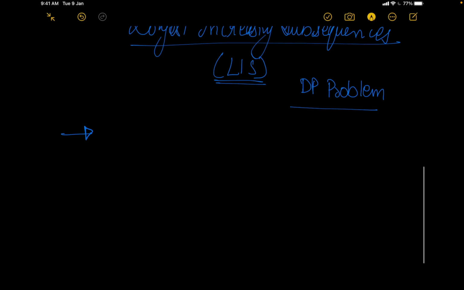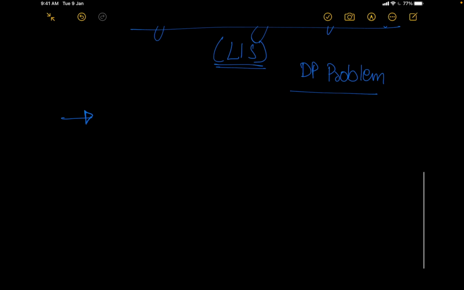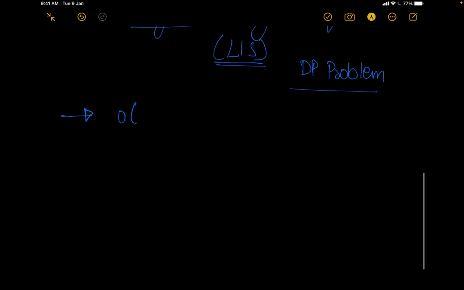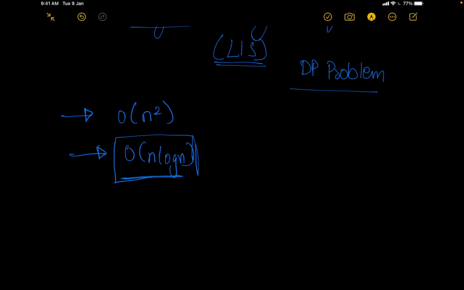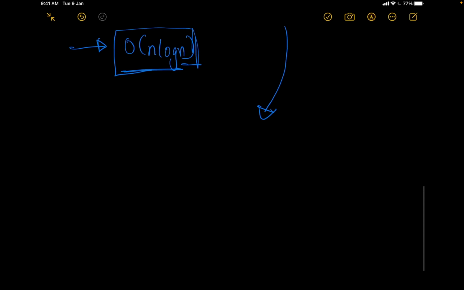So let's see what the solution for this is. Interestingly enough, this DP problem also has two solutions. One can be done in time complexity of order of n square. The other can be done in time complexity of order of n log n. But in order to understand the order of n log n solution, it would be better if we first understand the n square solution. So let's get started with the order of n square solution first.